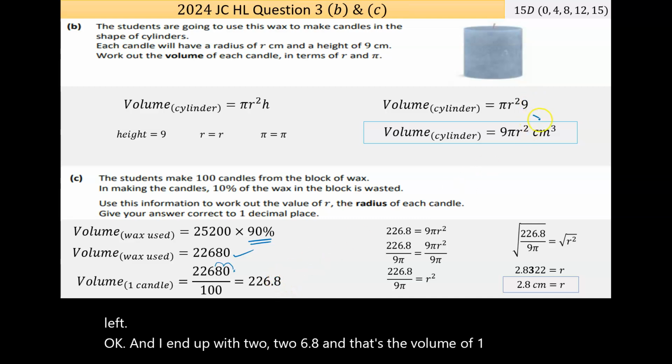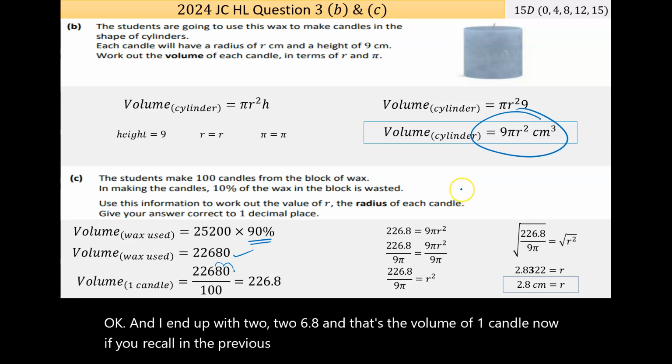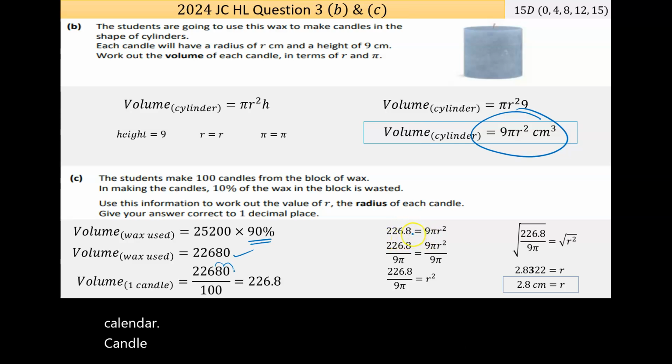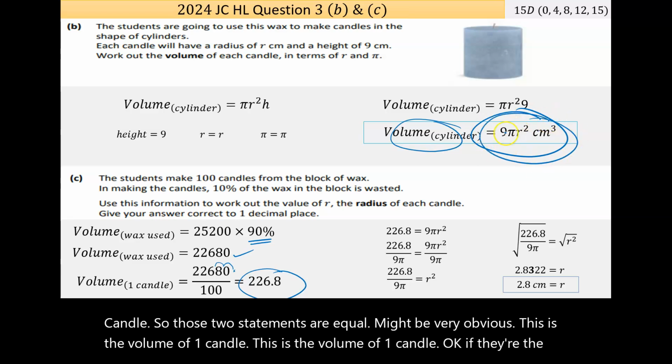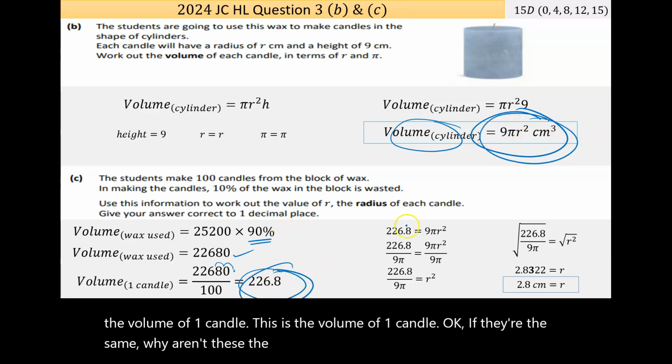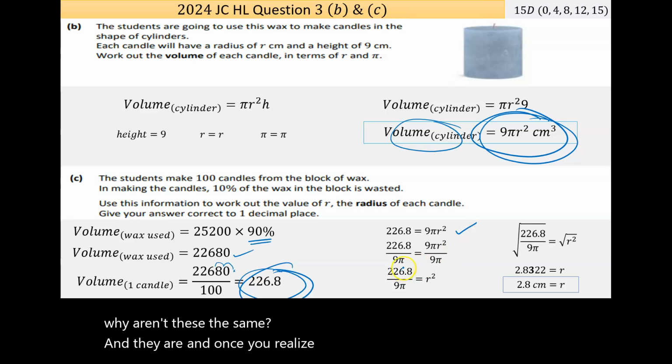Now, if you recall in the previous answer, we got the volume of one cylindrical candle. So those two statements are equal. Mightn't be very obvious. This is the volume of one candle. This is the volume of one candle. If they're the same, why aren't these the same? And they are. And once you realize that, you can make the statement.